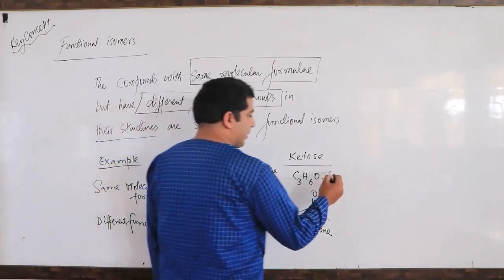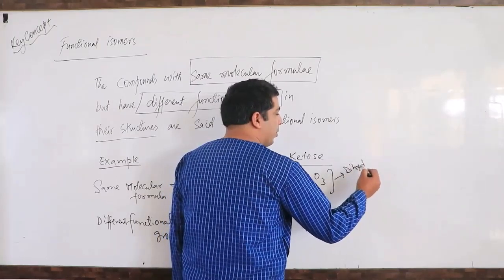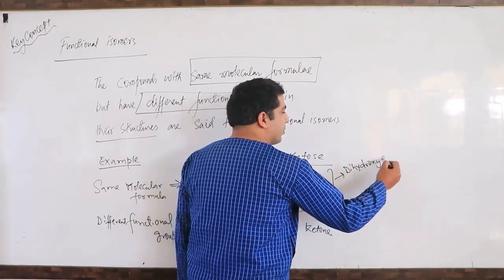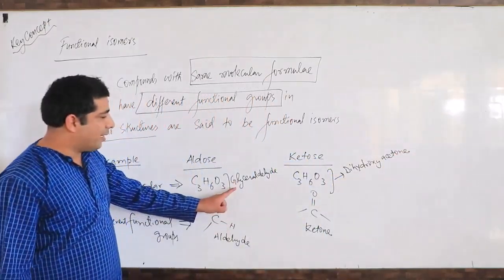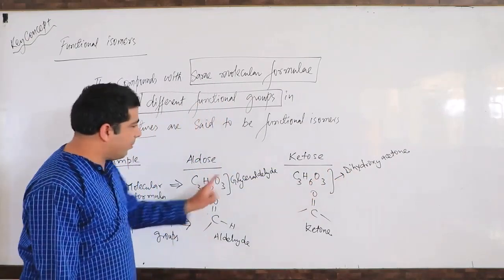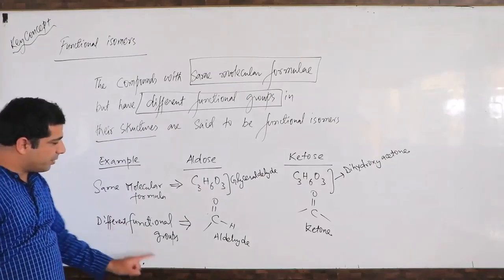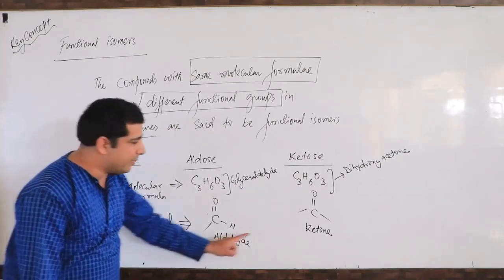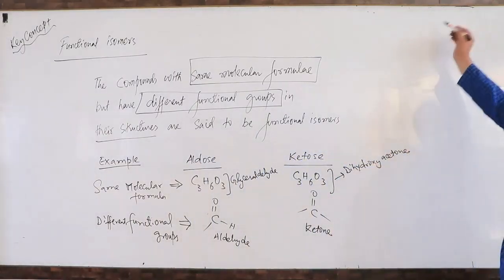And this guy is a ketose, and it's dihydroxyacetone. So my dear friends, glyceraldehyde and dihydroxyacetone have the same molecular formula, but their functional groups are different. This guy has an aldehyde and this guy has a ketone. You can see the structures as well.